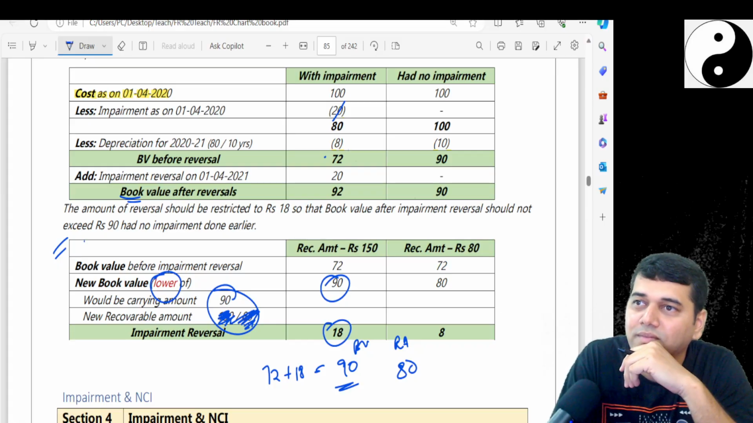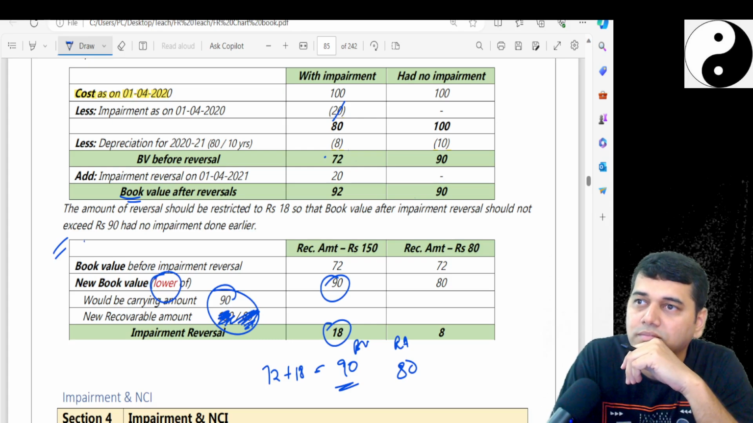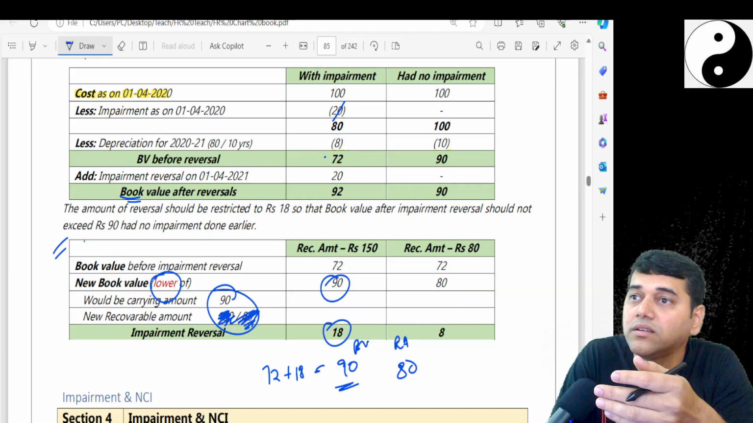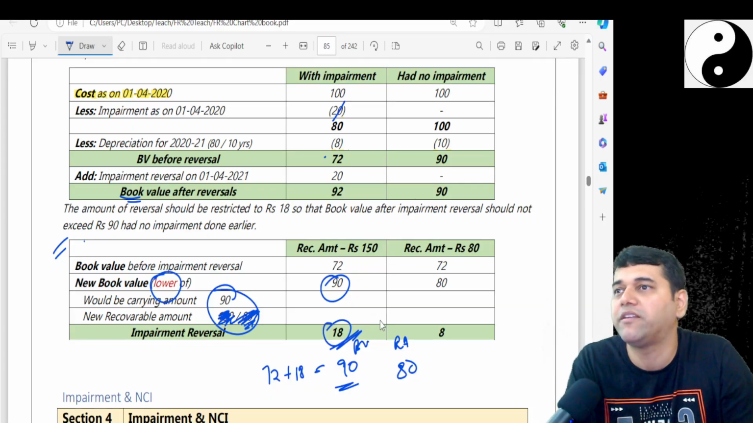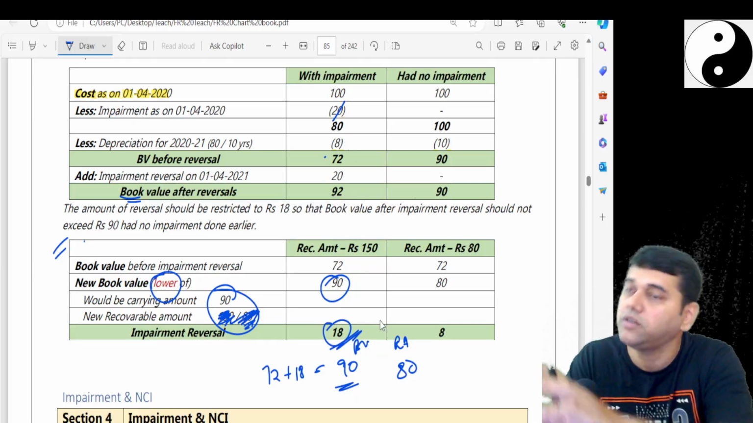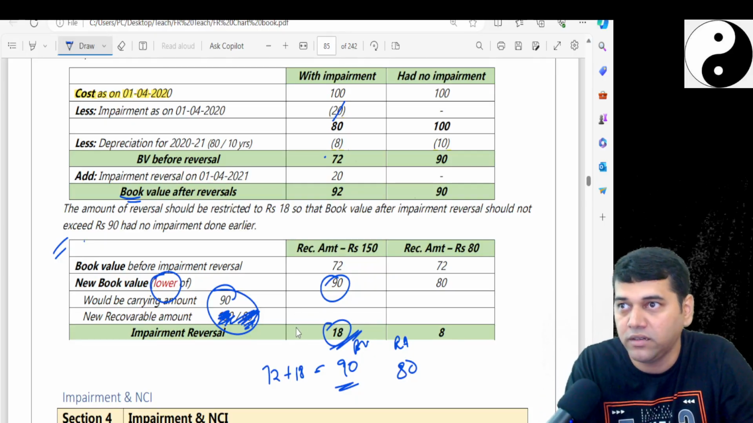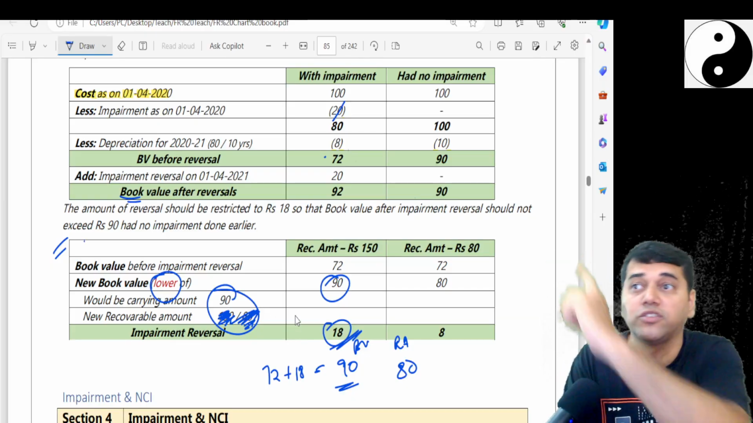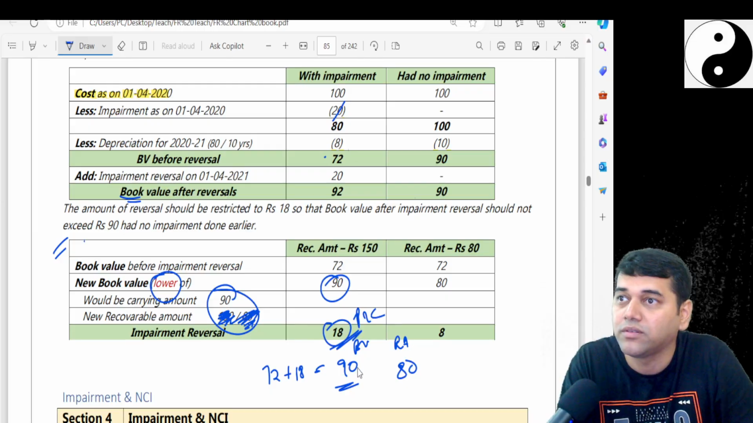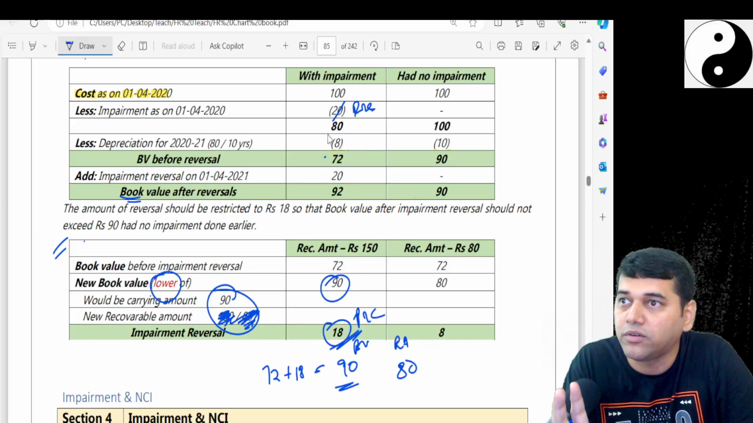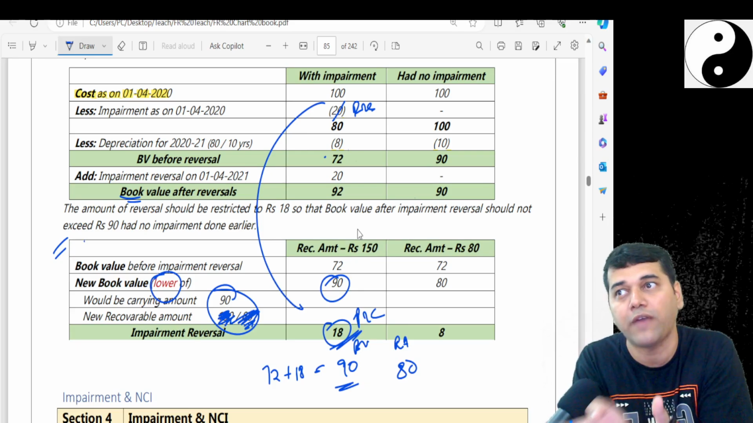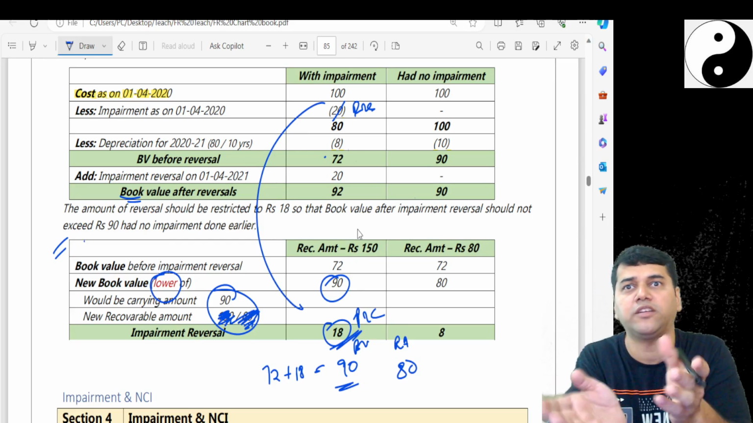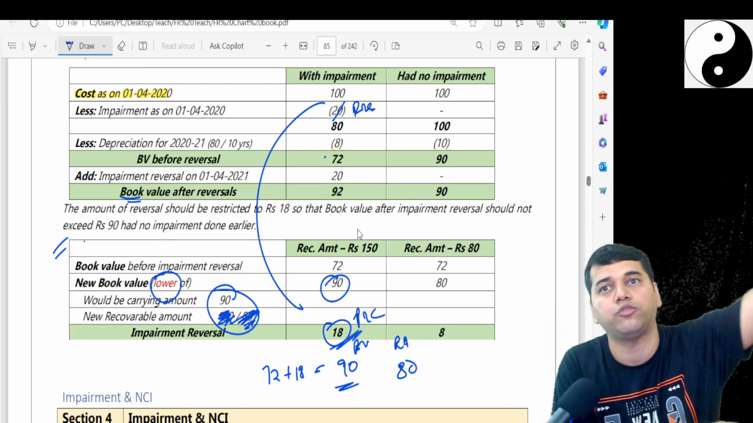Yes. We cannot reverse more than 18. It's an upward revaluation, no? If you want to do it, do it. Why? Because your fair value is more. Take it to the revaluation surplus, because the earlier impairment hit your P&L account, and the reversal is also going to hit your P&L account. If you want more than that effect, that means you want to value at fair value, so change your method from the cost model to the revaluation model, and take that excess amount to revaluation surplus.